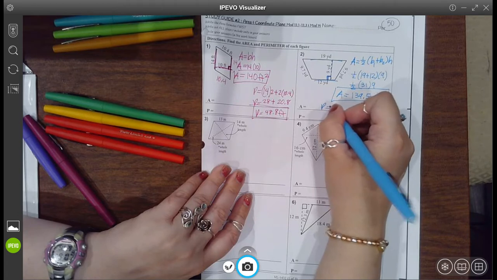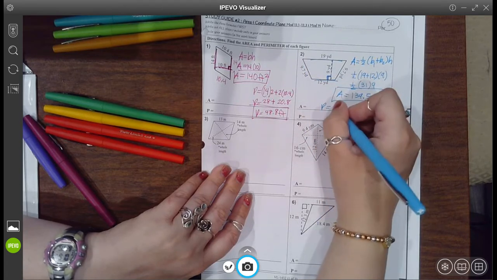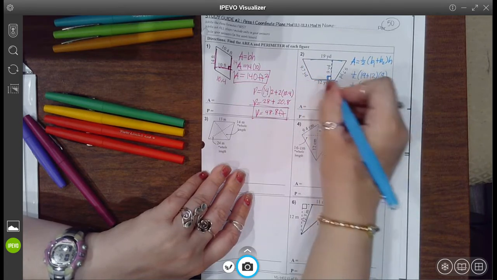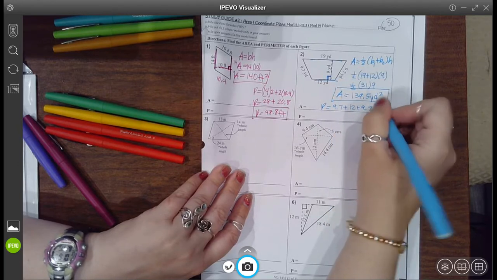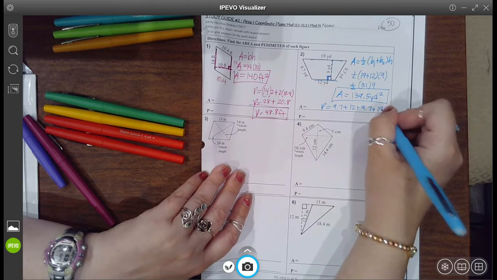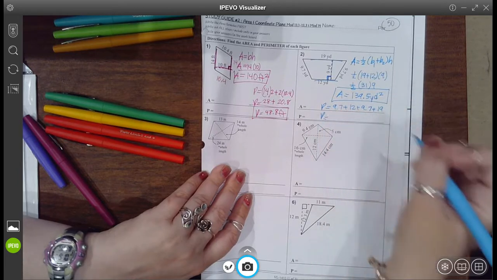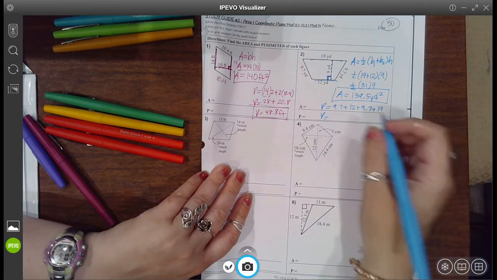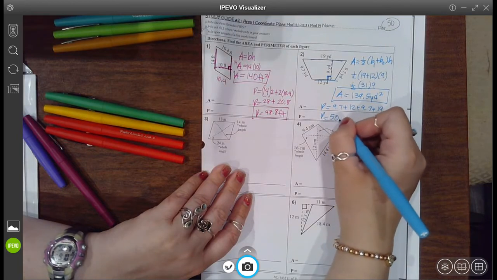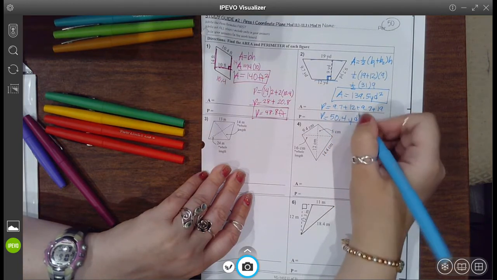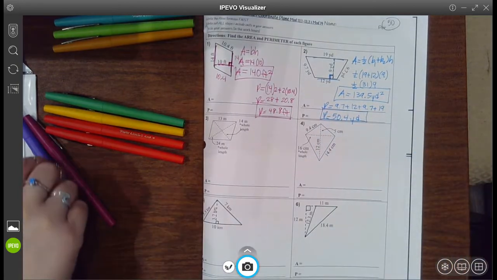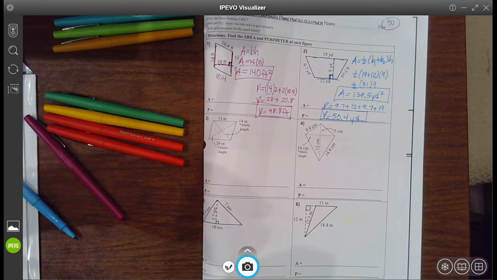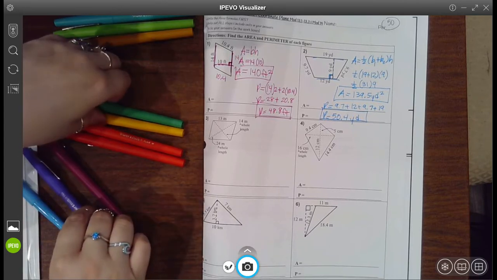Your perimeter, add all along the outside. So you have that 9.7 plus this 12 plus that other 9.7 and then plus that 19. Add all those together in your calculator and you should get 50.4 yards. All right, that's it for number 2. Number 3, what shape is that?